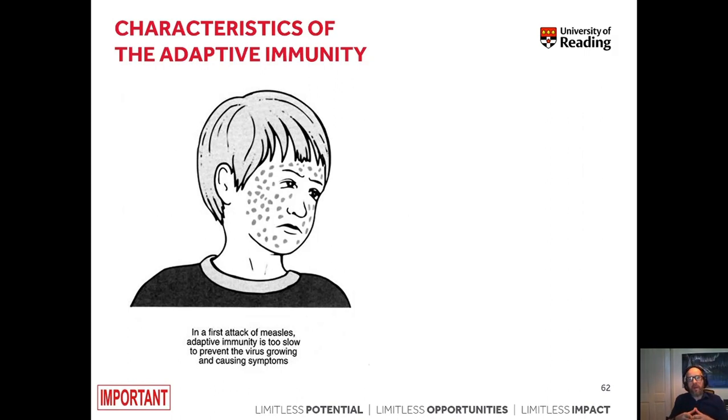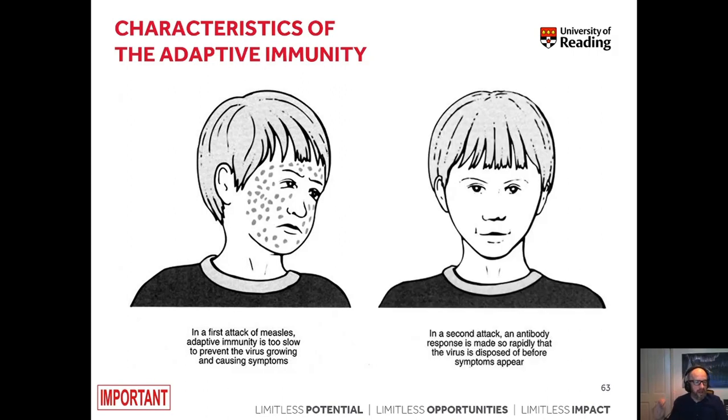This is quite evident if you look at kids that are infected by measles. In first attack of measles, the adaptive immunity is very slow, and it's actually even too slow to prevent the virus growing. Therefore, infection is causing symptoms. However, due to the memory, and this memory is something that vaccines rely on, in a second attack, an antibody response is made so rapidly that the virus is disposed of before the symptoms actually appear.